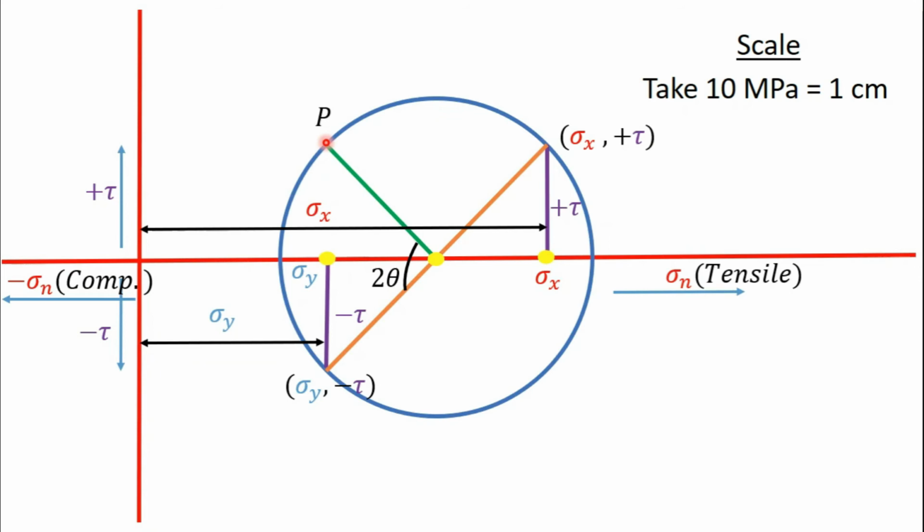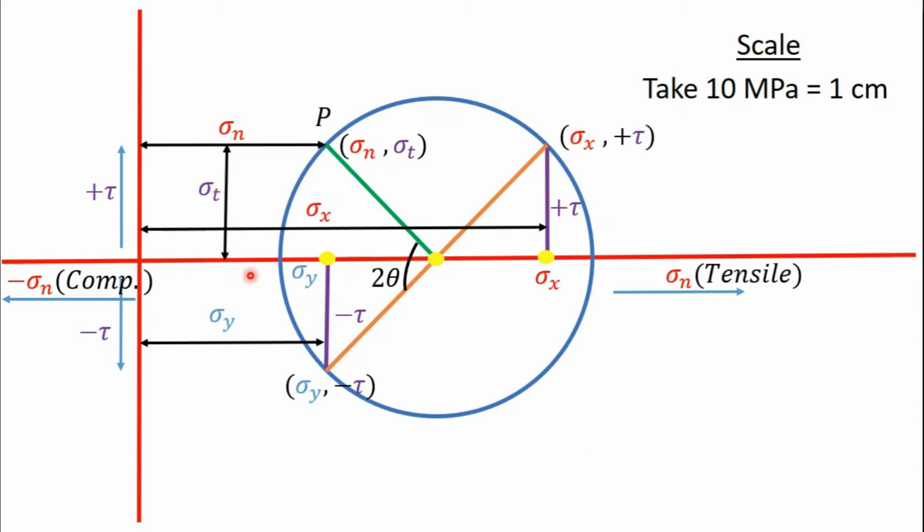Now the coordinate of this point P will be sigma n comma sigma t. Sigma n will be this length, sigma t will be this length, since sigma t is the tangential stress which is parallel to the y-axis, and sigma n is the normal stress which is parallel to the x-axis. So with the help of the Mohr circle, you can first calculate sigma n, which is the same sigma n which we calculate with our equation number 5, and sigma t, which is our equation number 6 in the analytical method.